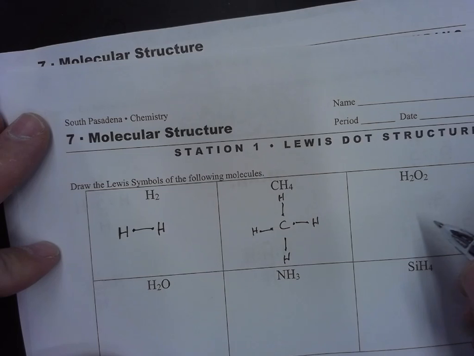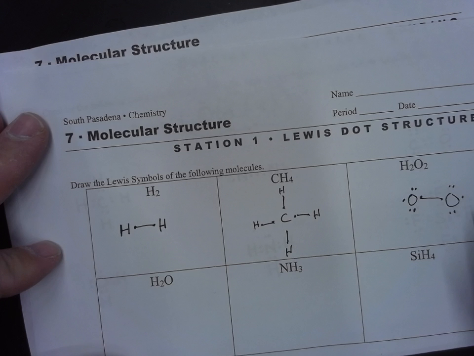Let's try H2O2. 1, 2, 3, 4. How should we do this one? We could do it like this. 5 and 6. And then 1, 2, 3, 4, 5, and 6. There's a bond right there. There's O2, and we need an extra bonding site for the H's. So there you go, H2O2. You can do it like that. You can also do it like this.